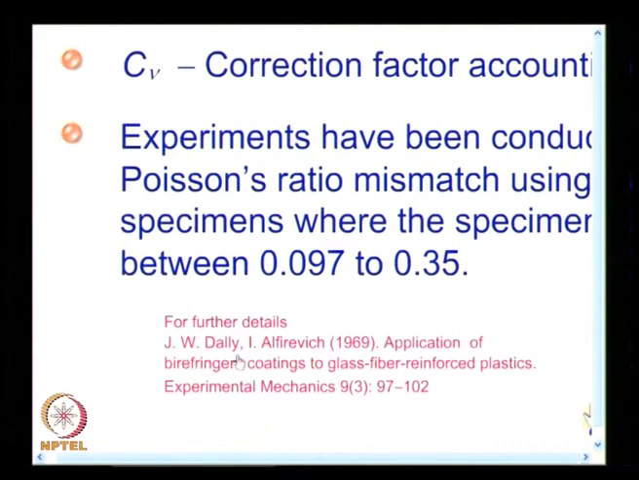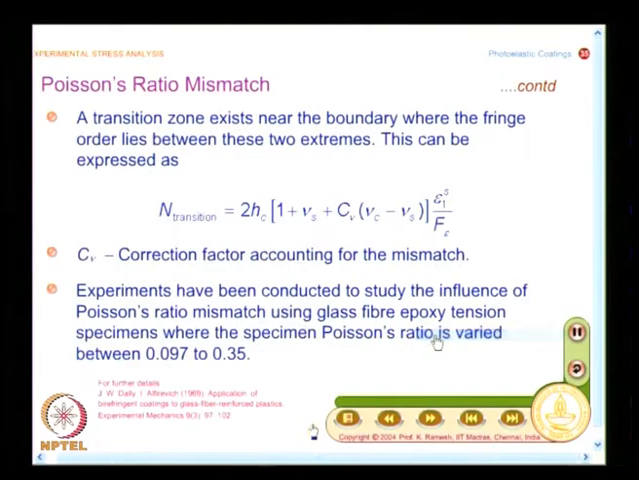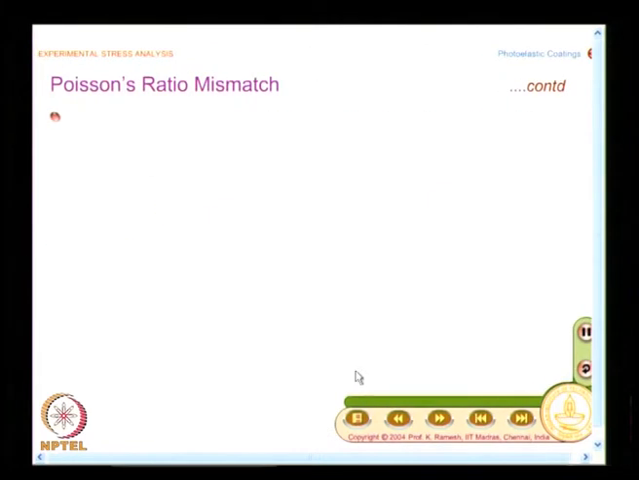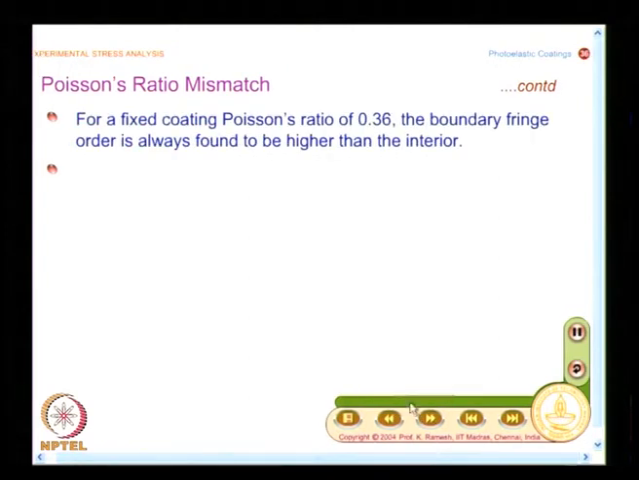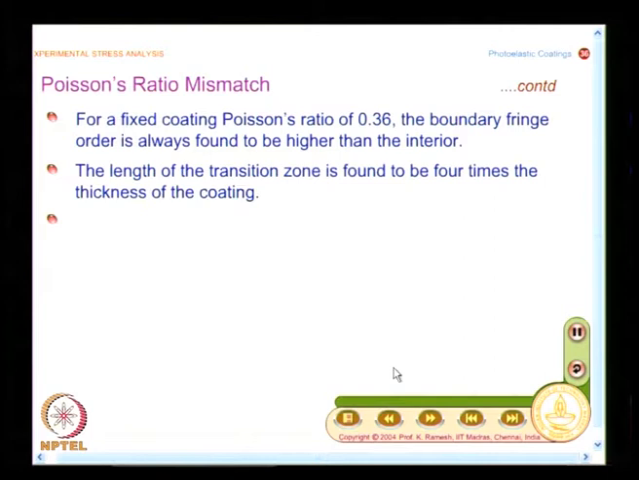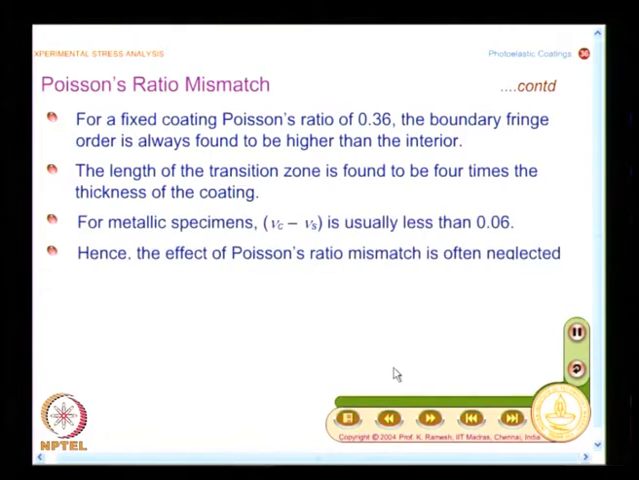It is by Daly and Alferwich, it was published in 1969. You have application of birefringent coatings to glass fiber reinforced plastics. In fact, you have very nice pictures, and they have also given thumb rules depending on the coating thickness, what is the size of the transition zone, and so on and so forth. And what is its implication when we want to do experiments? And this is what you see here.